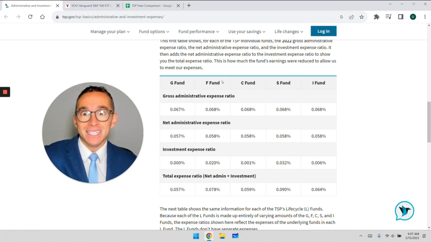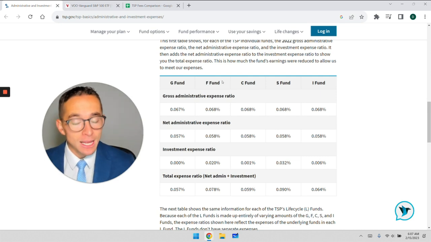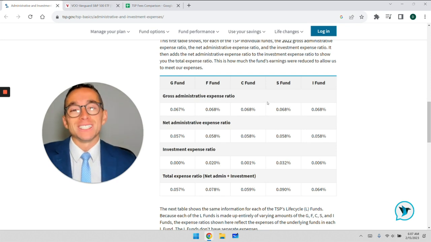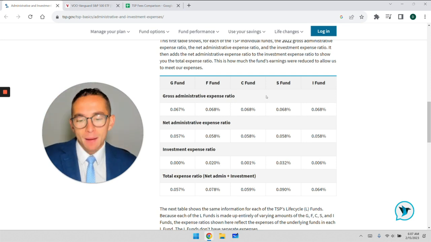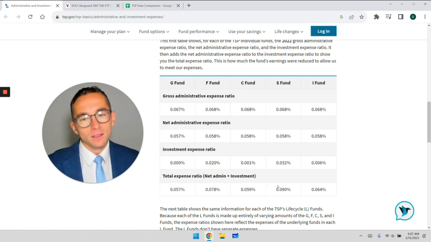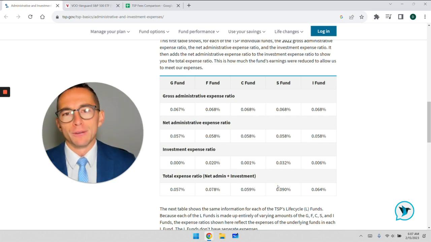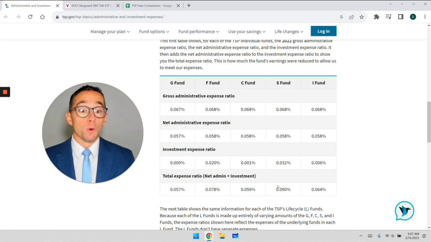Now, some people might ask, hey, what about the L funds? Do those have fees? And the answer is yes, they have fees. The reason I'm not going to cover them is because the L funds are just a combination of these 5 underlying funds. So they're just going to be a combination of the 5 underlying fund fees. Okay, the L funds aren't anything unique by themselves. They just have a different mixture, different proportion of these 5 core funds in them. Okay, so let's dive in.